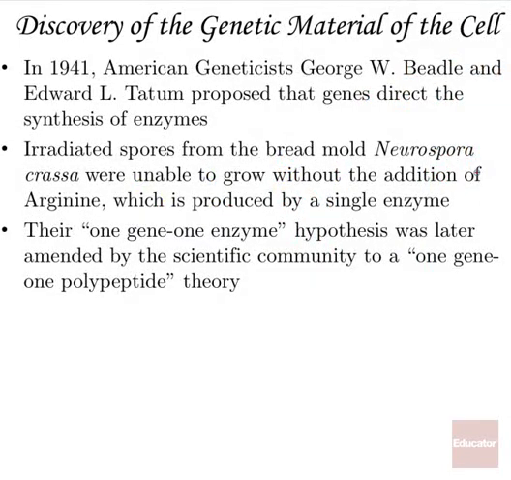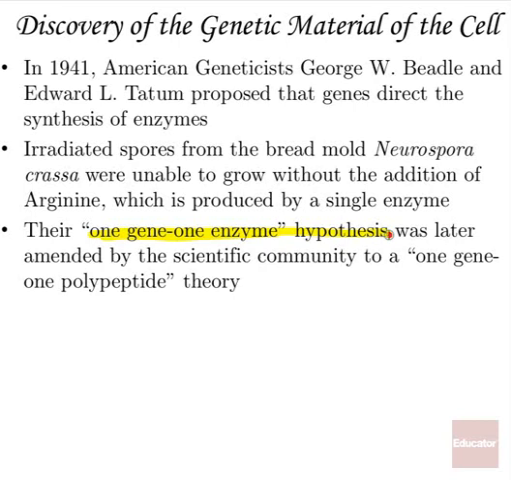Okay, so fast forward a little longer, and this is kind of an aside before we jump back into the big picture, but in 1941, we have Beadle and Tatum proposing that genes direct the synthesis of enzymes. They did this by irradiating spores on bread mold, and they found that these were unable to grow on media without arginine, which is an amino acid. And this amino acid was produced just by a single enzyme. So they came up with this hypothesis, oh hey, one gene makes one enzyme. So, one gene, one enzyme hypothesis.